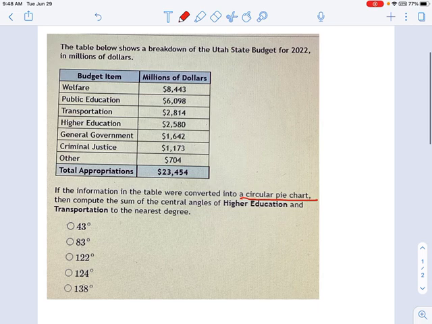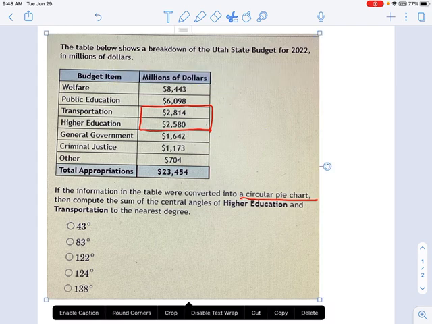So let's take a look at these two expenditures that are projected for the year 2022. Hold on, got the wrong ones here. Where are we? Transportation and higher education, right there, these two. So transportation is 2,814 million, and higher education is 2,580 million.